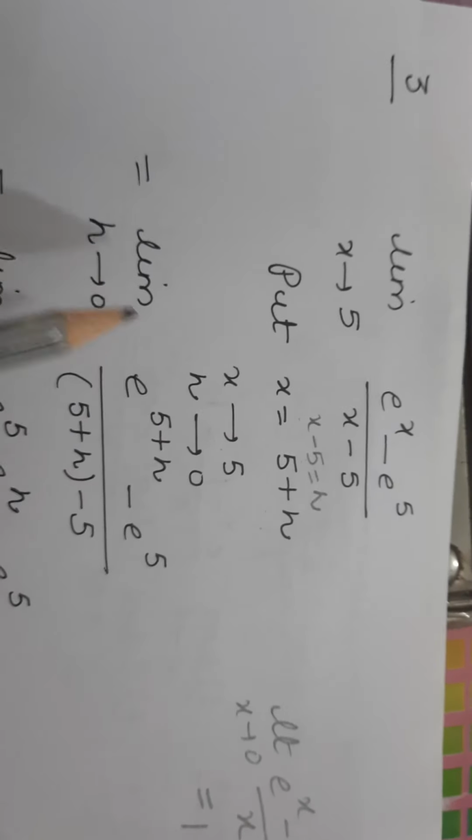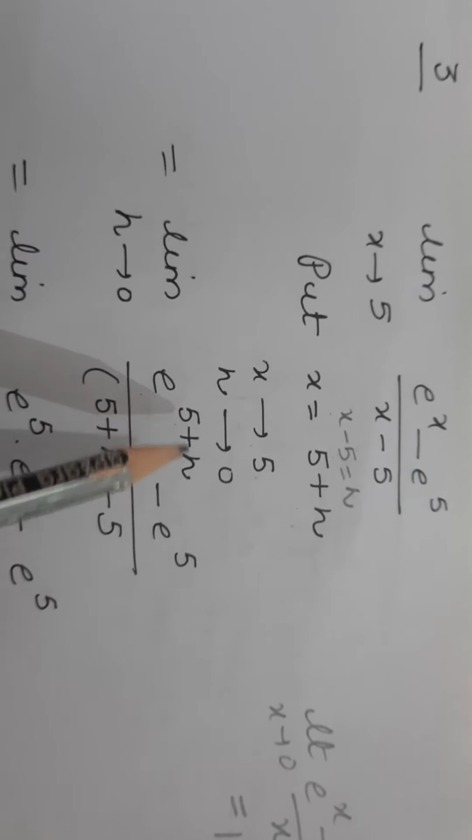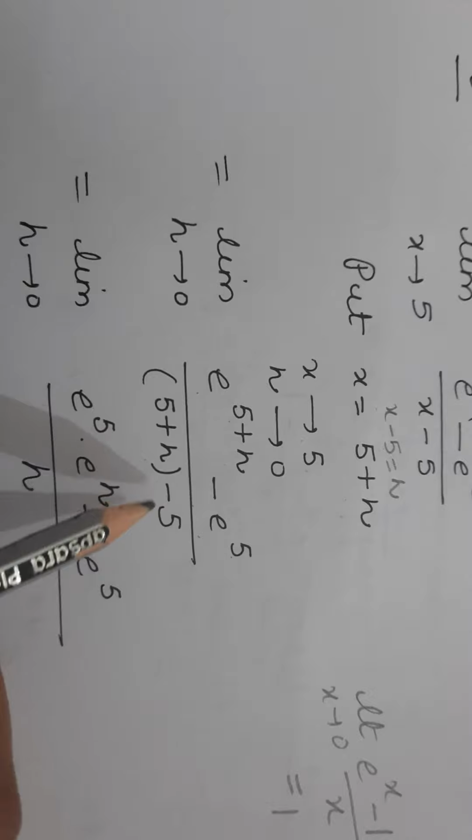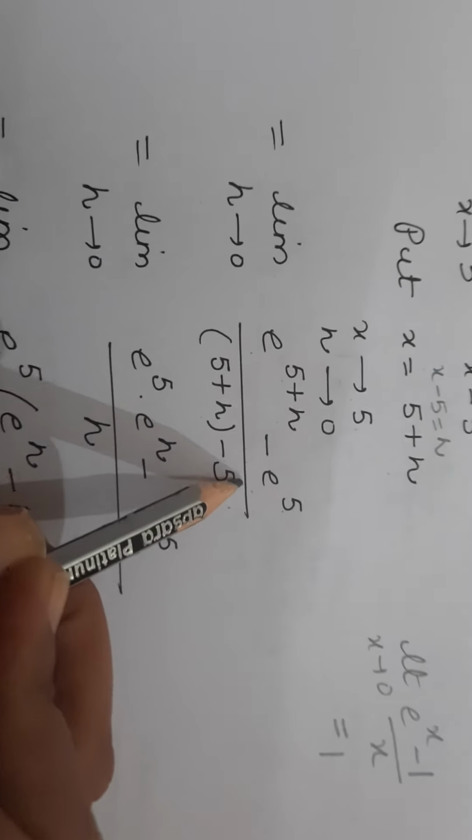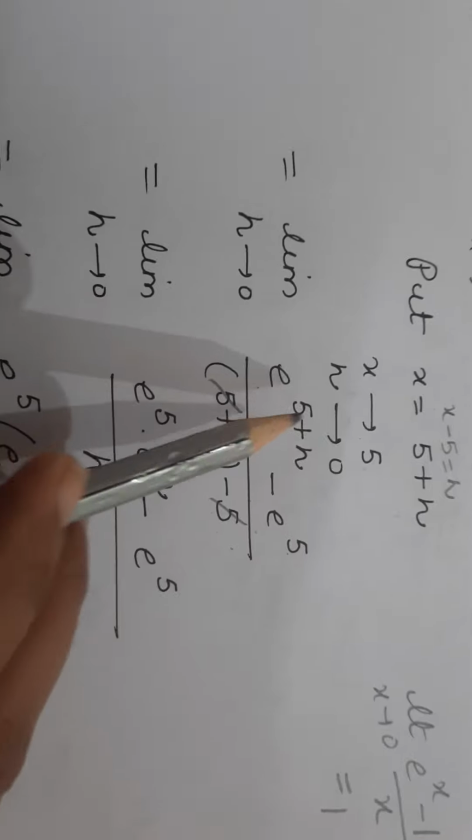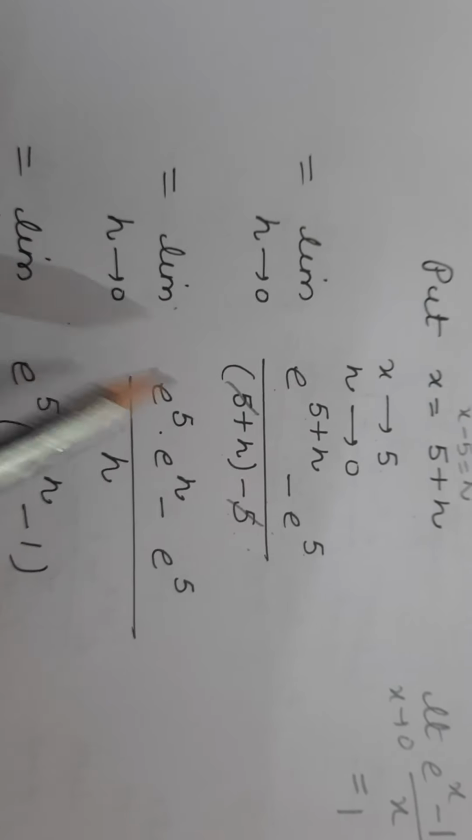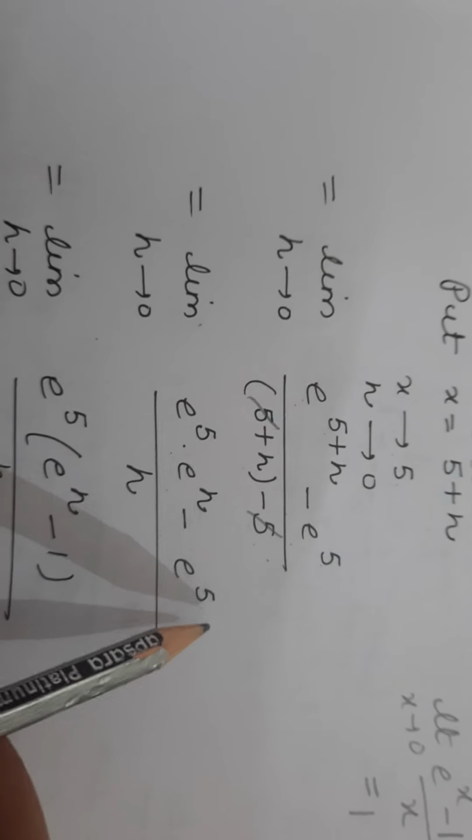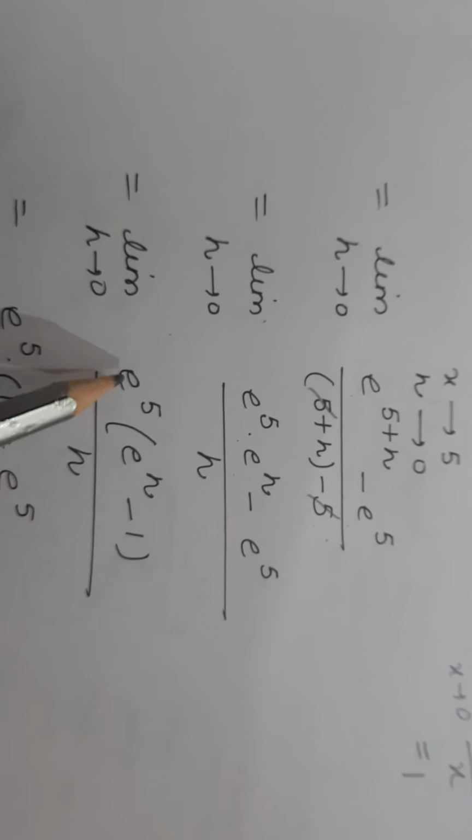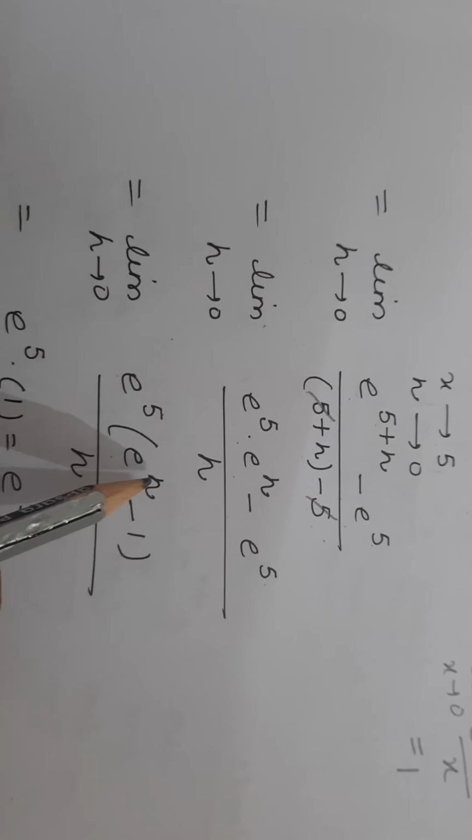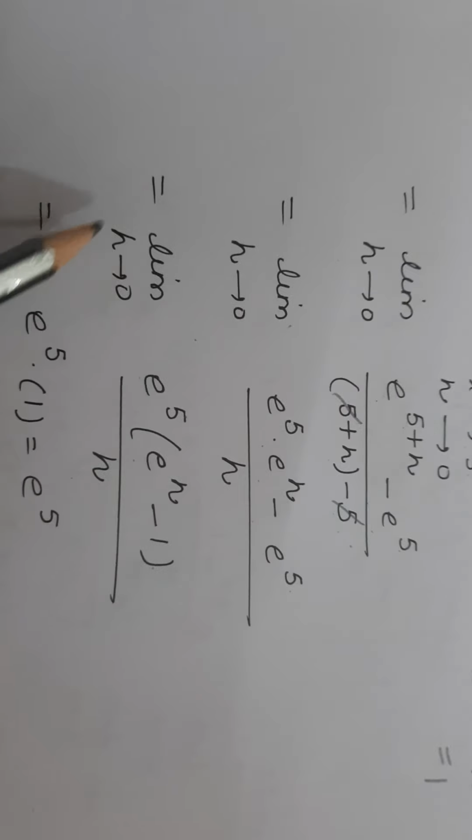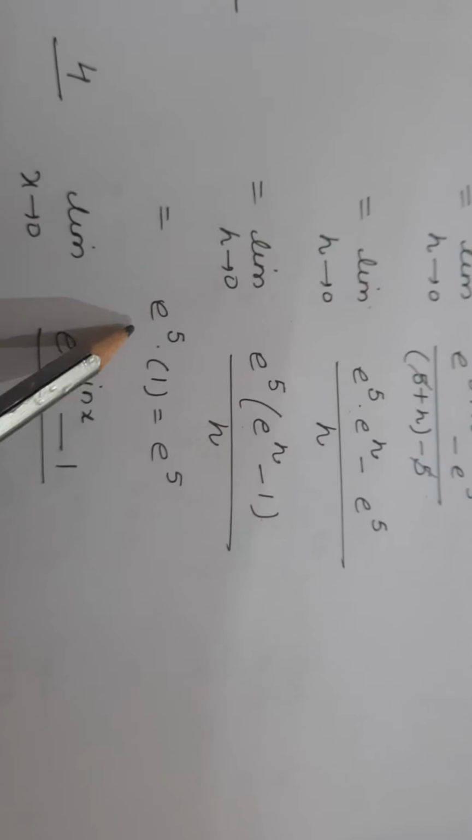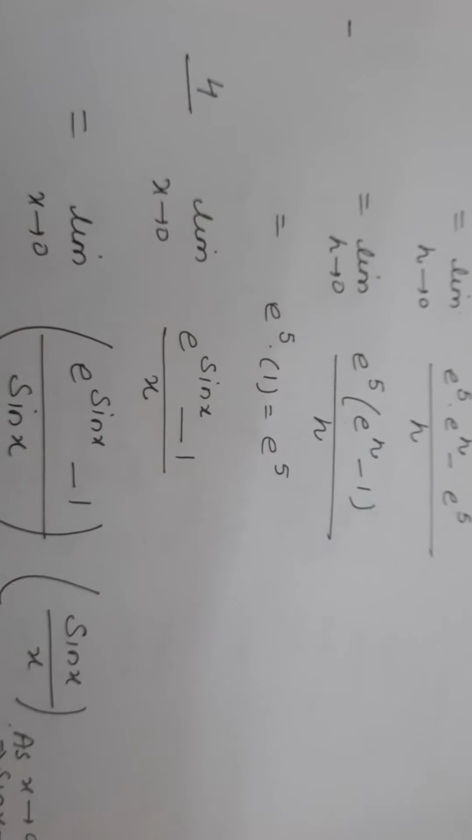So this is limit h tending to 0, (e^(5+h) - e^5)/h, since x is 5 + h minus 5, and the 5s cancel. So you can rewrite this as limit h tending to 0, (e^5 into e^h - e^5)/h. Now, from these two factors, you can take e^5 common. This is (e^h - 1)/h, and h is tending to 0, so its value is 1. From this result, this is 1 into e^5. Your answer is e^5.